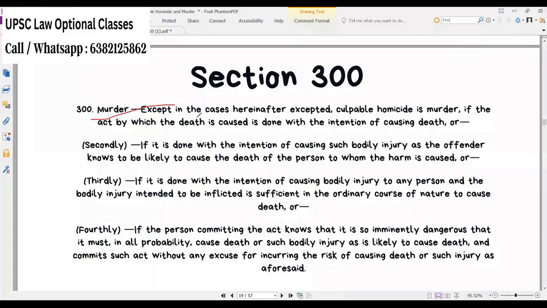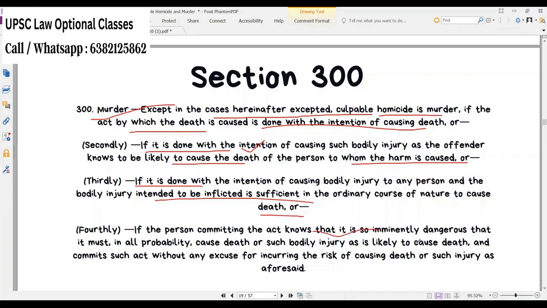Murder, except in the cases hereinafter excepted, culpable homicide is murder if the act by which the death is caused is done with the intention of causing death, or secondly, if it is done with the intention of causing such bodily injury as the offender knows to be likely to cause the death of the person to whom the harm is caused, or if it is done with the intention of causing bodily injury to any person and the bodily injury intended to be inflicted is sufficient in the ordinary course of nature to cause death, or if the person committing the act knows that it is so imminently dangerous that it must in all probability cause death or such bodily injury as is likely to cause death, and commits such act without any excuse for incurring the risk of causing death or such injury as aforesaid.